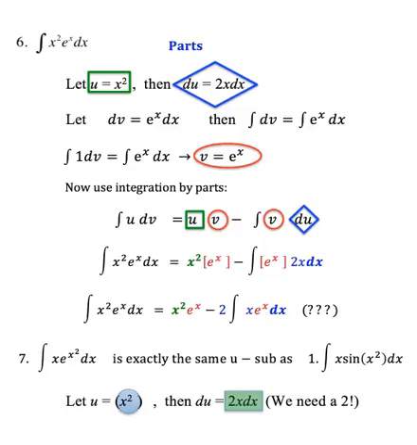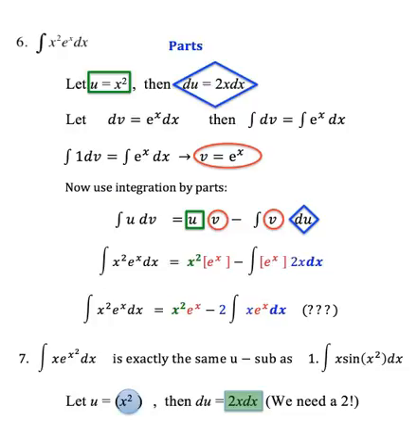Now for number 6. The integral of x squared e to the x dx is another integration by parts problem. We're going to let u equal x squared, then du is equal to 2x dx, and let dv equal e to the x dx, which if we integrate both sides, the integral of dv is equal to the integral of e to the x dx, or the integral of 1 dv turning into v, and of course the integral of e to the x is always e to the x.